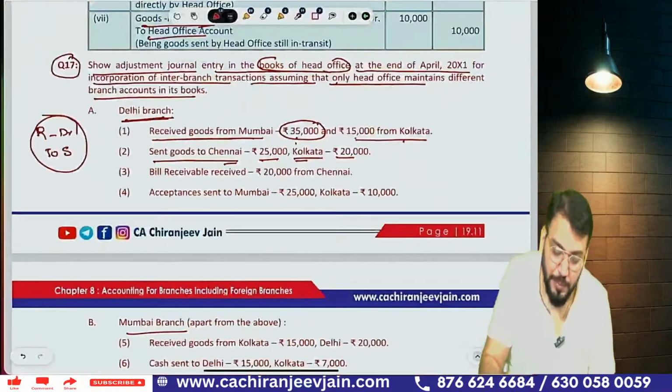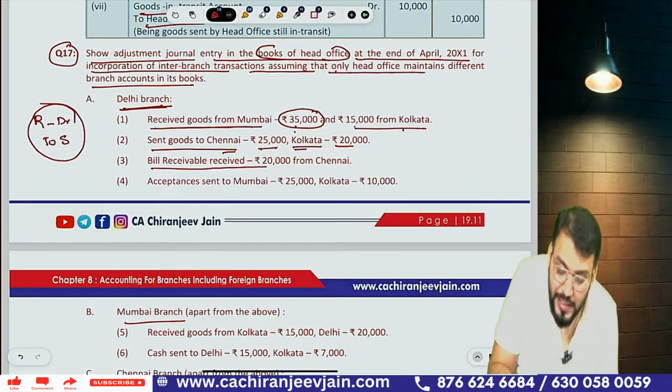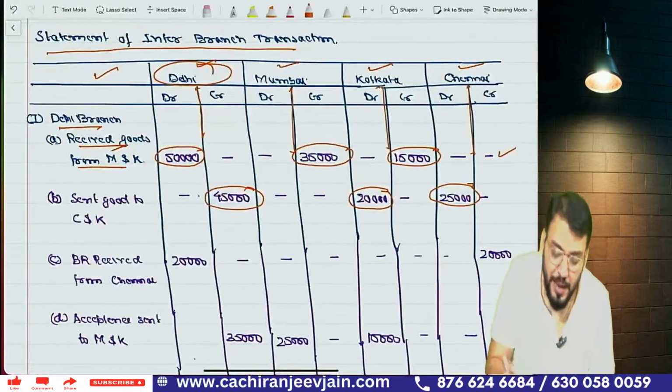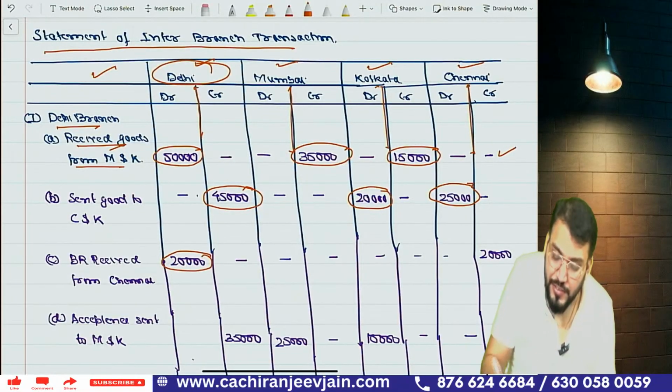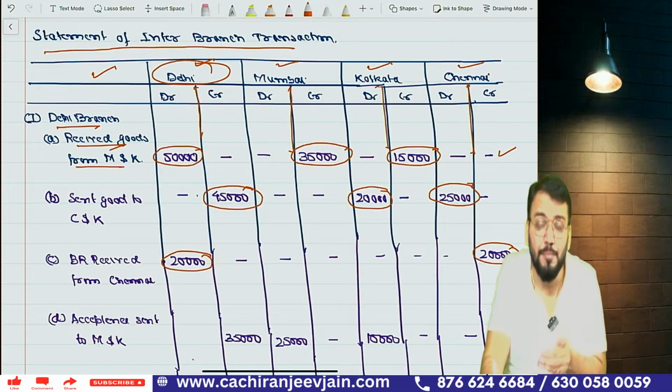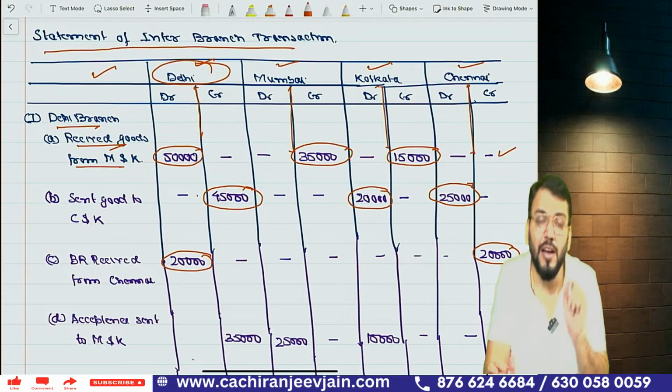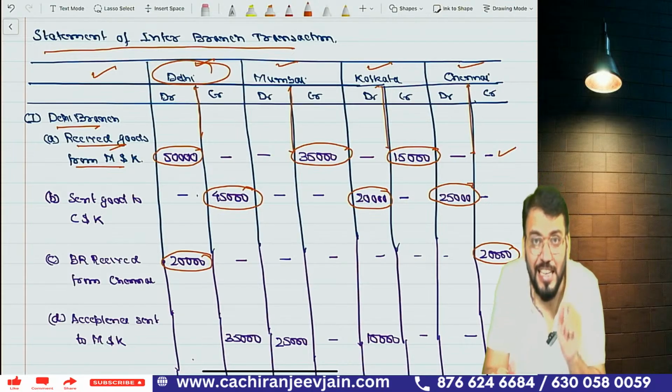Next transaction, what have they given? Branch received 20,000 from Chennai. So who has received? Delhi has received. So Delhi will be debited and who has sent? Chennai. Chennai will be credited. You can see Delhi I have debited and Chennai has been credited. But you need to be very careful. Sometimes what happens, a very simple question, but with lack of concentration you will do it wrong. If you are not concentrating, some amount which is required to be debited, by mistake you will credit it. So the simple rule is what? Any branch which is receiving will be debited, any branch which is sending will be credited.